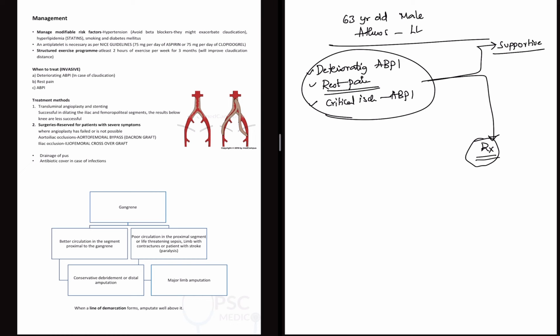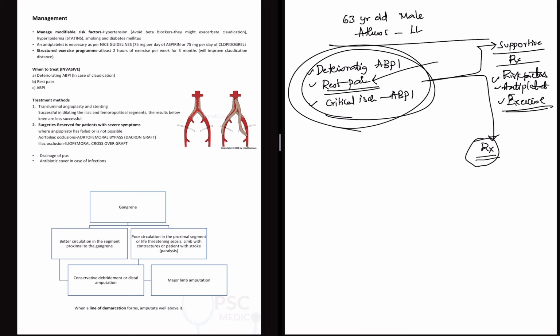Supportive treatment, right? We have to modify the risk factors. There are multiple risk factors: treat hypertension, treat diabetes, advise cessation of smoking, give statins, also give antiplatelet therapy in these cases, and regular exercise as well. So these are more than enough, and serial follow-up with ABPI is done. If ABPI is deteriorating, if the patient from claudication is developing into rest pain, if there is critical ischemia noted, then we have to go to treatment.